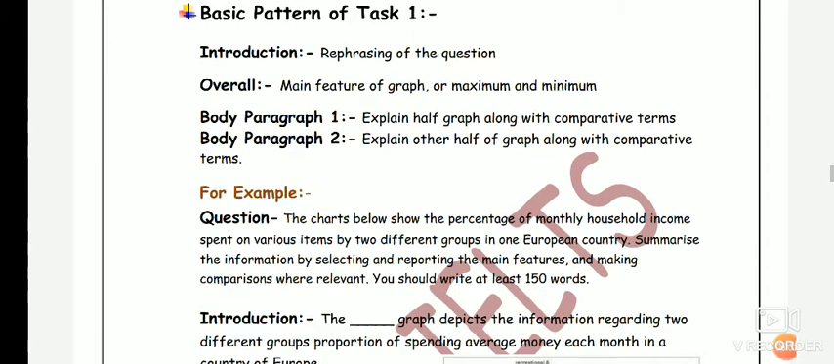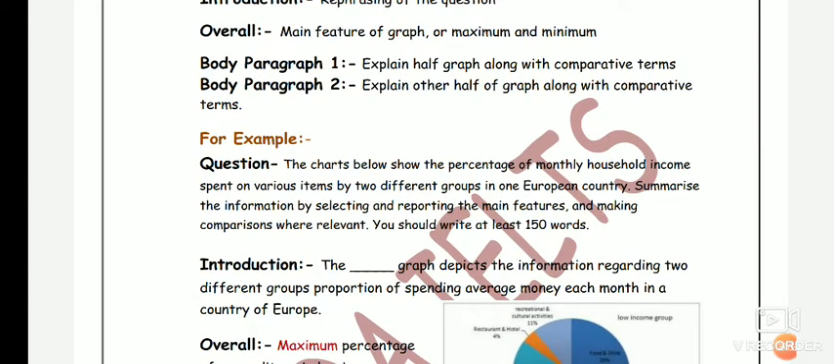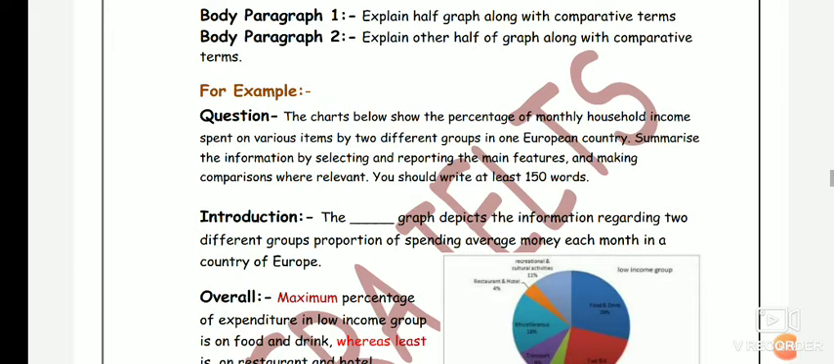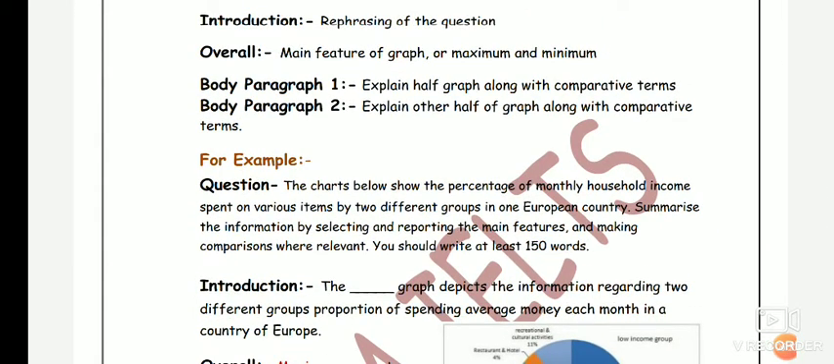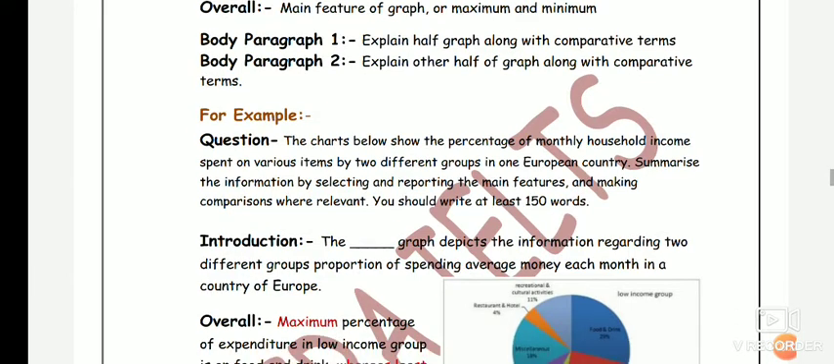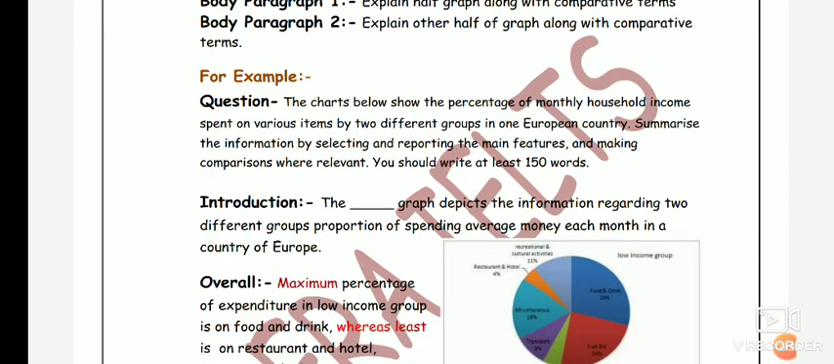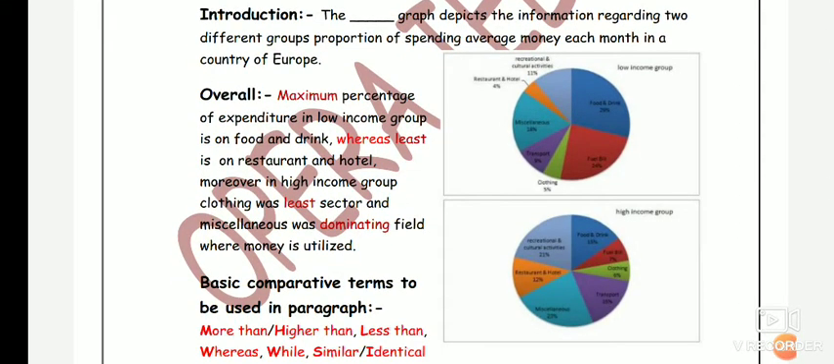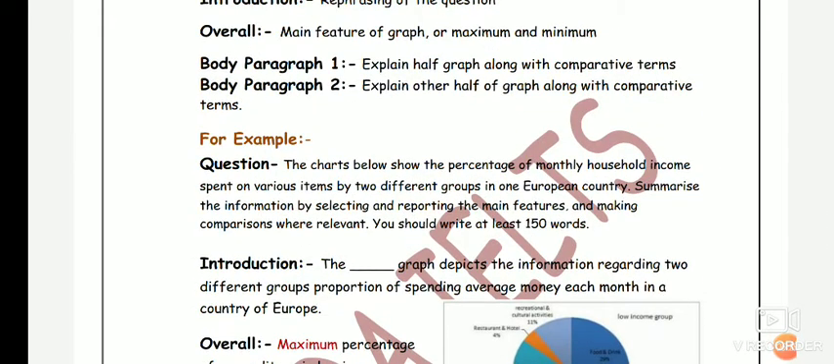So I have also written a particular example of this graph. It is a basic example, and you can write this particular paragraph pattern in all of the categories. For example, you can see the question here, and it contains the pie chart as you can see in the photograph. The question was: the chart below shows the percentage of the monthly household income spent on various items by two different groups in a European country. They are saying that there are household items and their spendings by the European country.